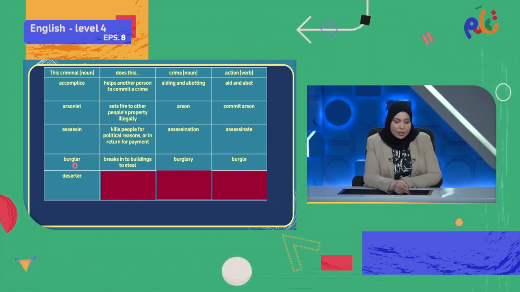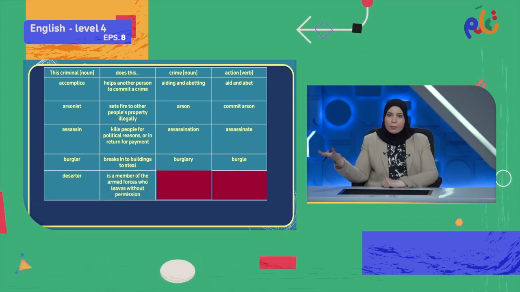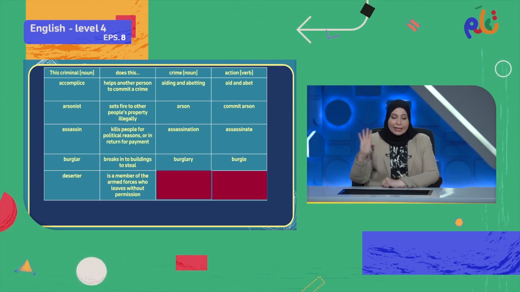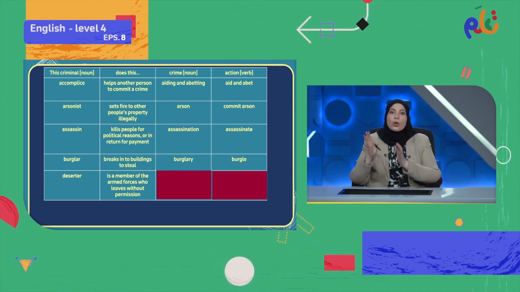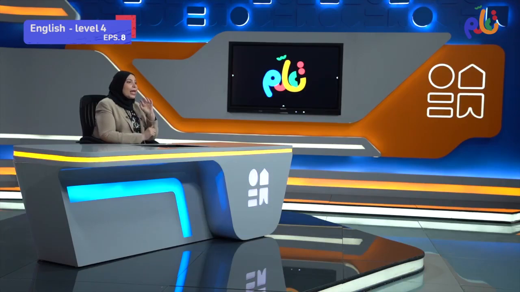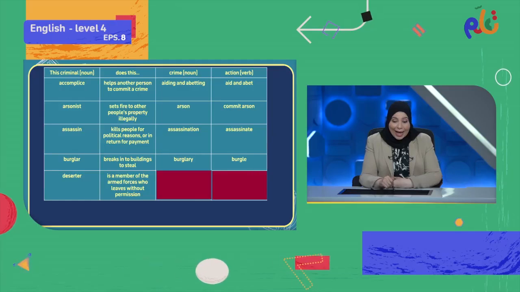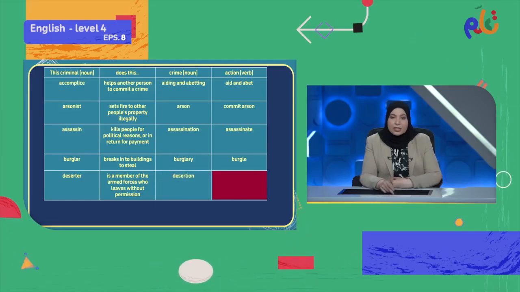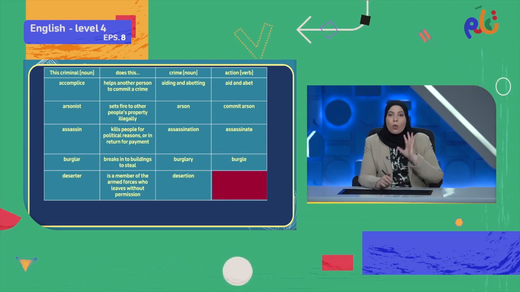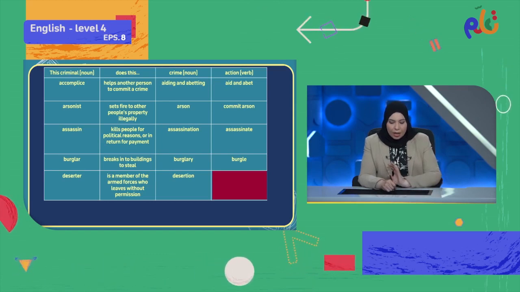And then we have deserter. The deserter is the person, usually a member of the armed forces, who leaves without permission, so he doesn't continue his service. So this is a crime, and the person who commits this crime is called a deserter. And the crime itself is called desertation. So desertation is leaving the armed forces without permission or without any valid reason.